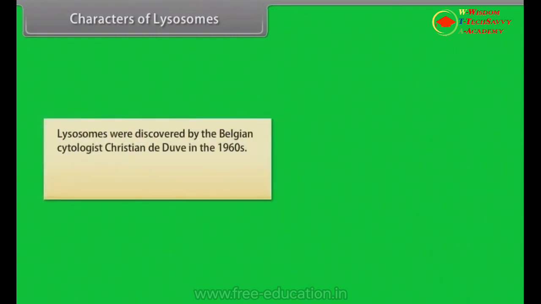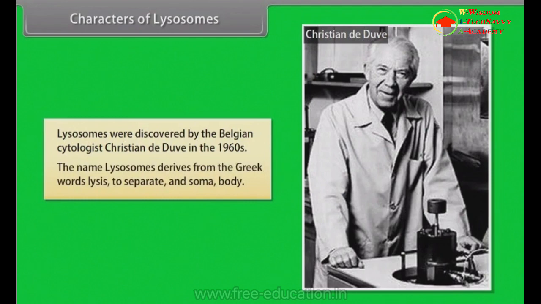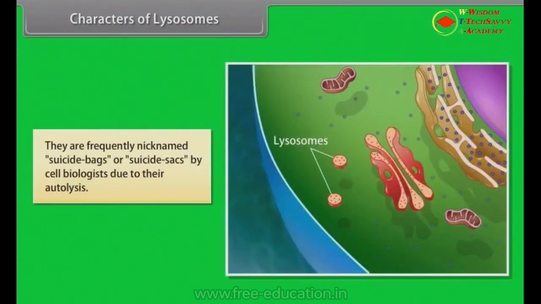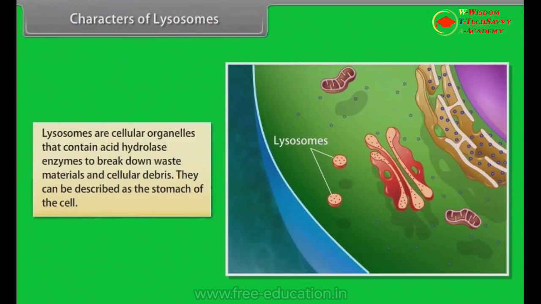Characters of lysosomes. Lysosomes were discovered by the Belgian cytologist Christian de Duve in the 1960s. The name lysosome derives from the Greek words lysis, to separate, and soma, body. They are frequently nicknamed suicide bags or suicide sacs by cell biologists due to their autolysis. Lysosomes are cellular organelles that contain acid hydrolase enzymes to break down waste materials and cellular debris. They can be described as the stomach of the cell.